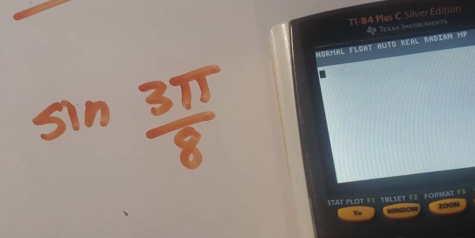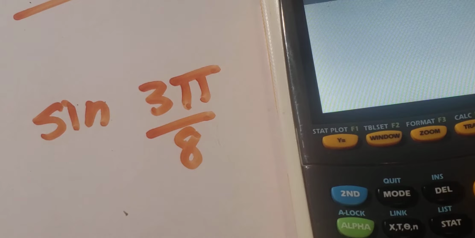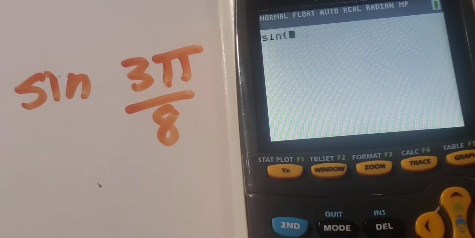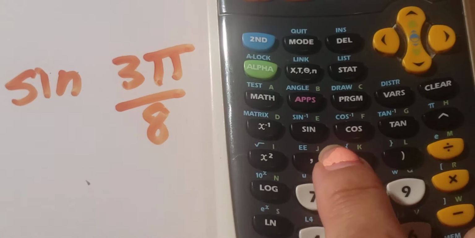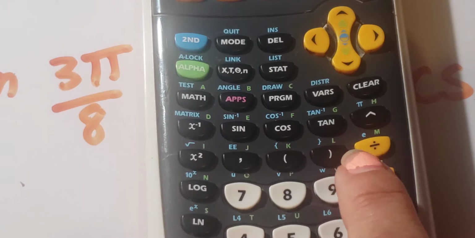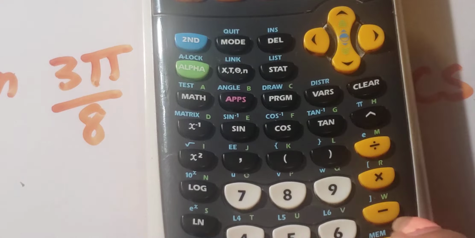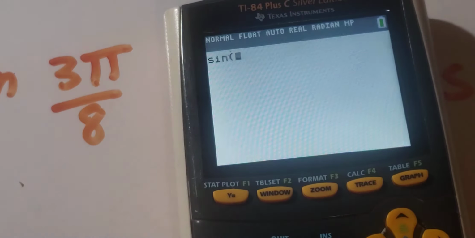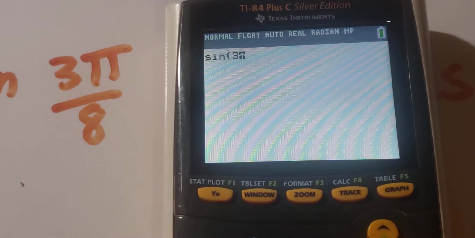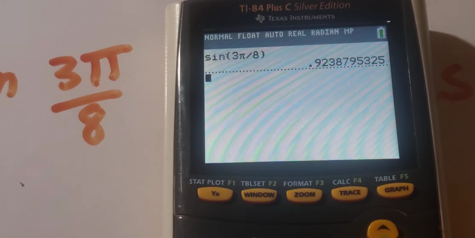So to use the calculator, super simple, guys. All you're going to do is press your sine. If you notice here, we have sine, cosine, and tangent. All you have to do is press sine and then 3, and then my calculator has the pi, so I'm going to leave the pi, okay? And then divided by 8. Then press enter, and this is what you should get.